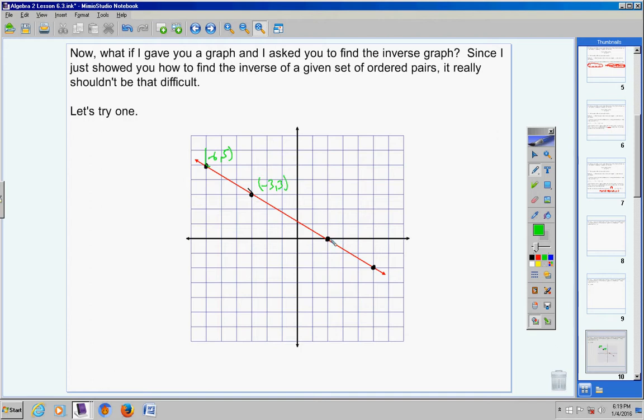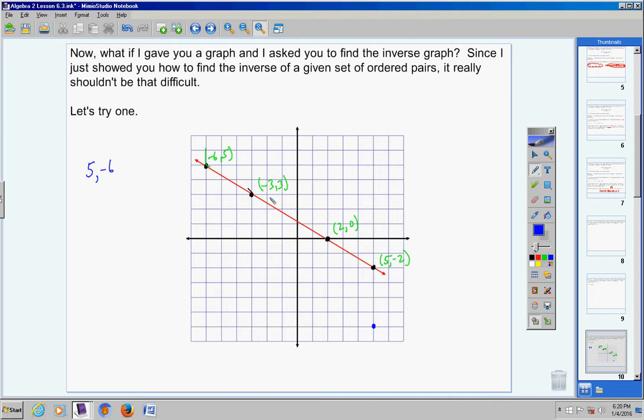This ordered pair is (2, 0). And this ordered pair is (5, -2). So the inverse graph of this given red graph has these ordered pairs, only they're swapped. So instead of (-6, 5), I'm going to use (5, -6). So over 5, down 6.